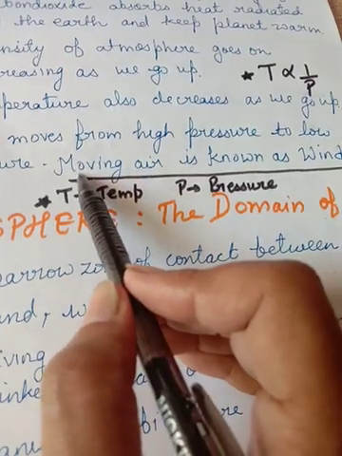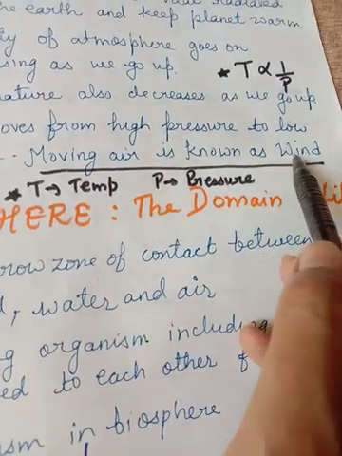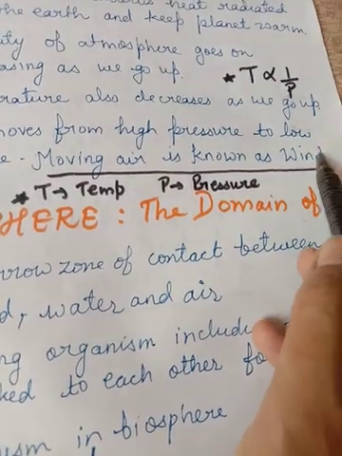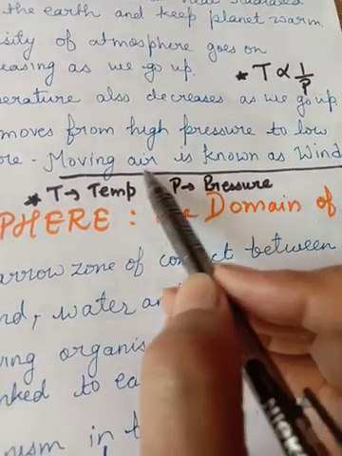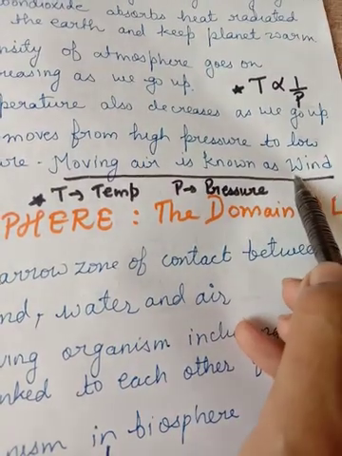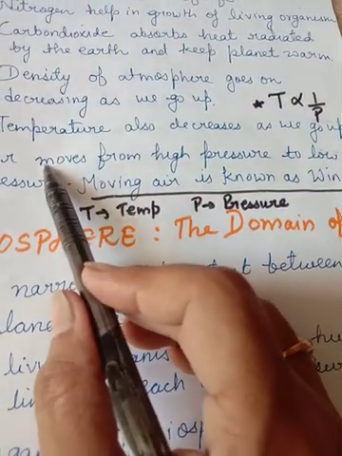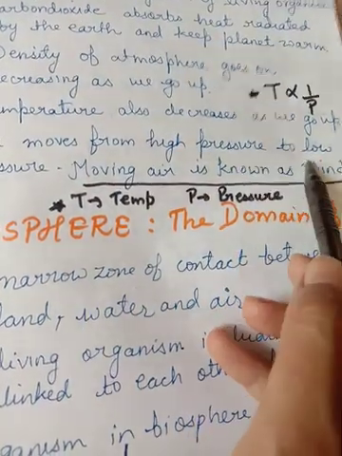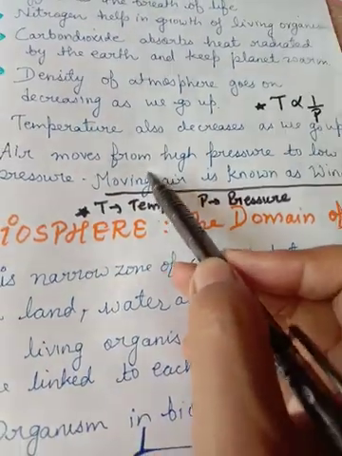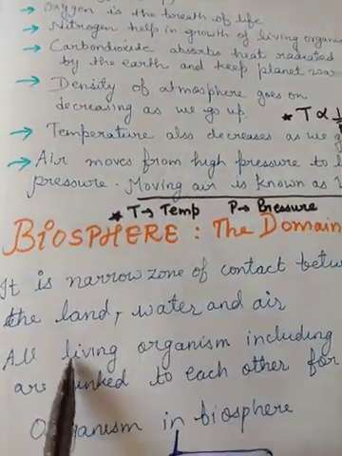So, moving air is known as wind. So, what is the definition of wind? Moving air is known as wind. And from where to where will air blow? Air will move or blow from high pressure to low pressure areas. This is all about your atmosphere.